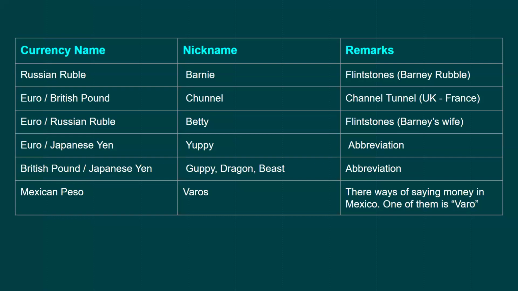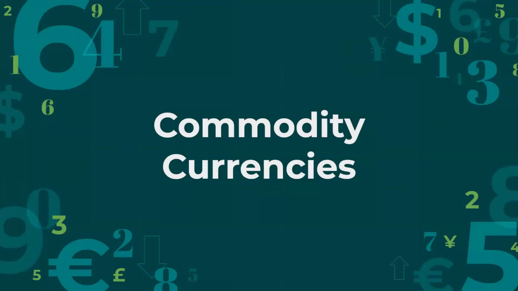The same thing with British pound. This is GBP. Japanese yen is JPY. They call it guppy, a dragon or beast. Again, we're squeezing the letters. And then Mexican pesos is called varos. There are many different ways to call money in Mexico, and one of them is borrow, or varo with the B or the V. So anyway, just a little tidbit.